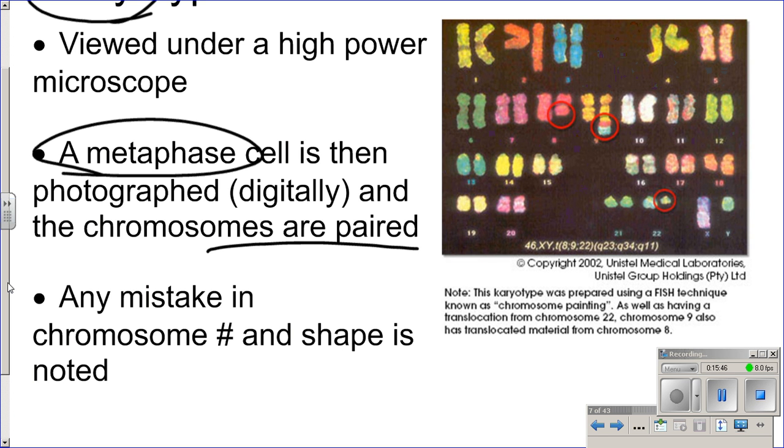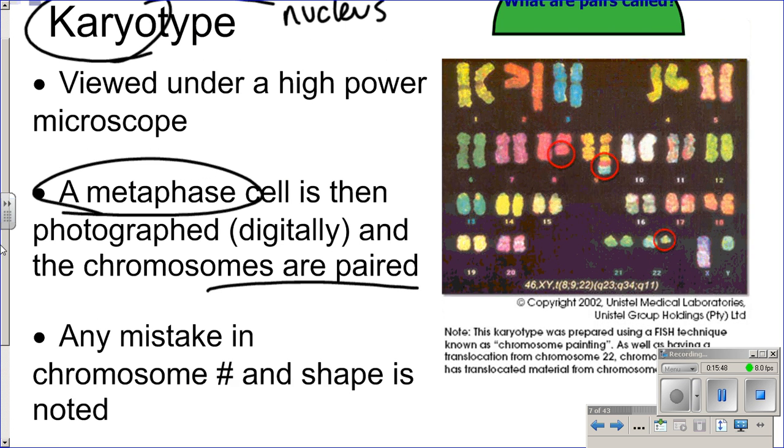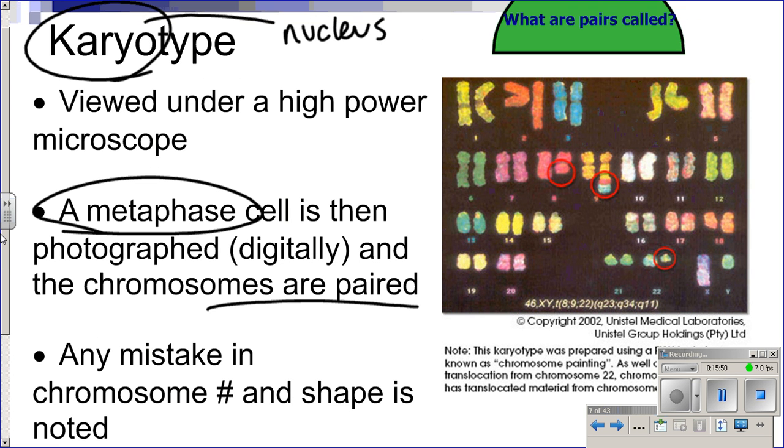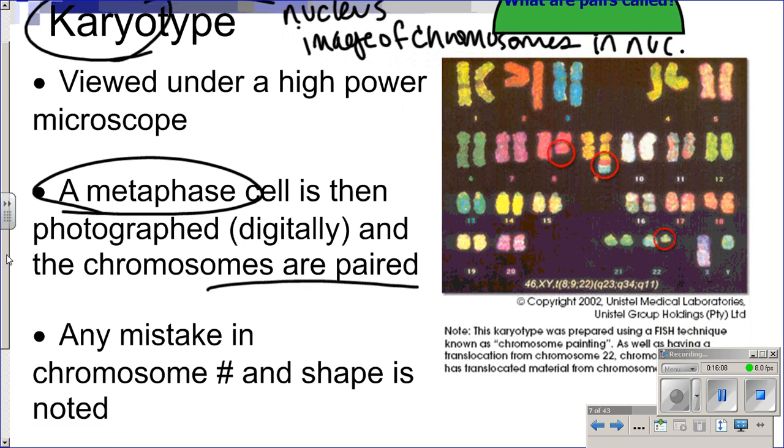So a karyotype is a picture of what's in the nucleus, essentially. So, image of chromosomes in nucleus. And the purpose of doing this is to determine what genetic disorders this person may or may not have. Because once you put them in a picture form like that, it's really easy to look and see where the differences lie.